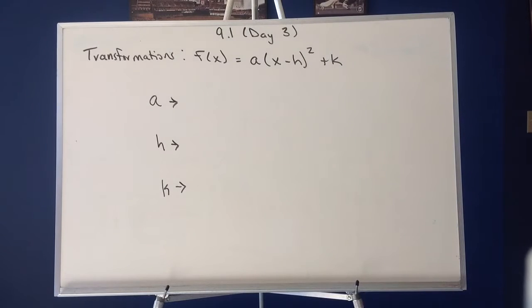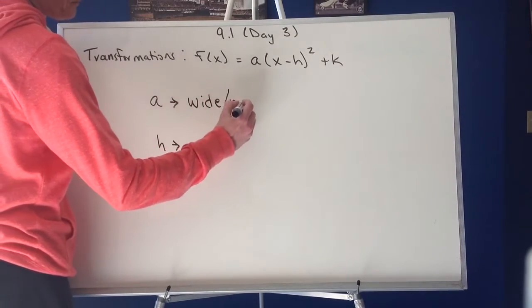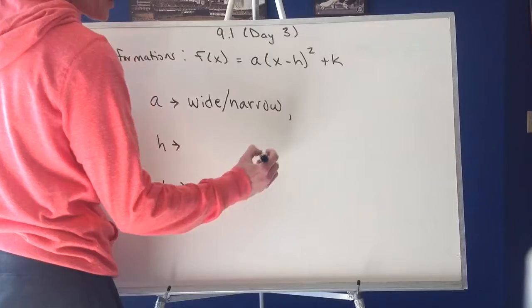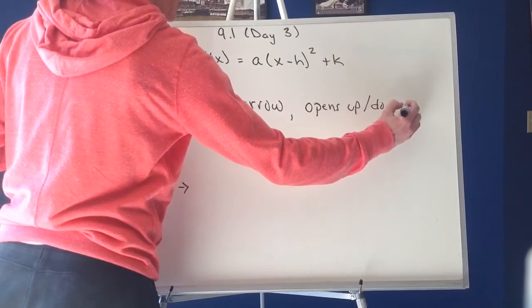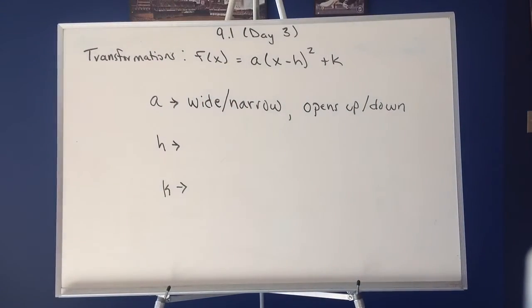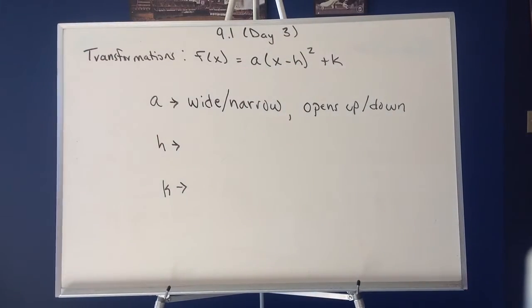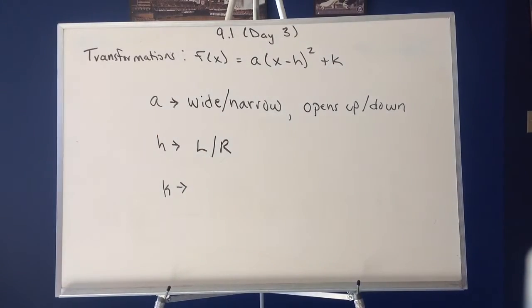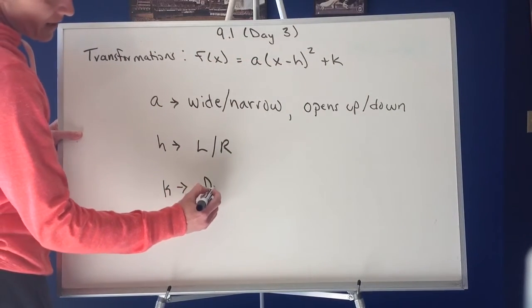Okay, so just to review what each of those do here again, remember the A controls two things. It controls how wide or narrow the graph is, and then it also is going to control which direction it goes, so whether it opens up or down. Remember that's the two things that the A can control. The H, which is always inside the parentheses, will always control the left or right. So again, whether we're shifting left or right. And then the K will always do our ups and downs.